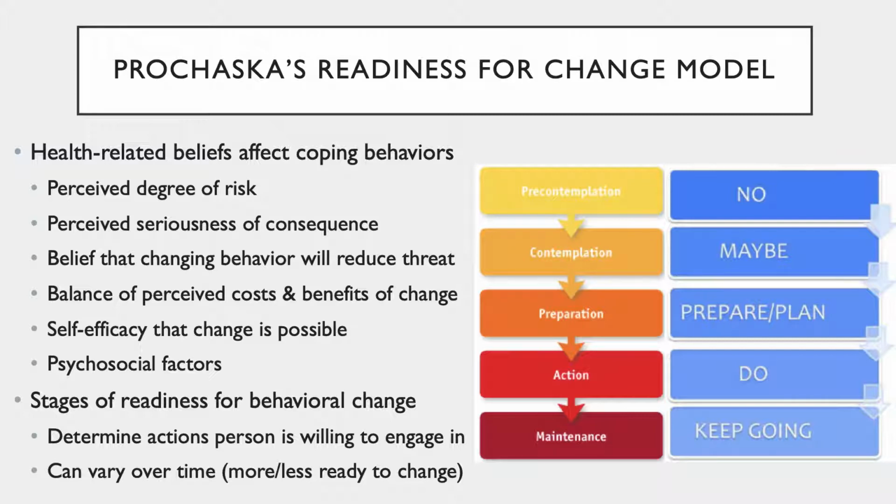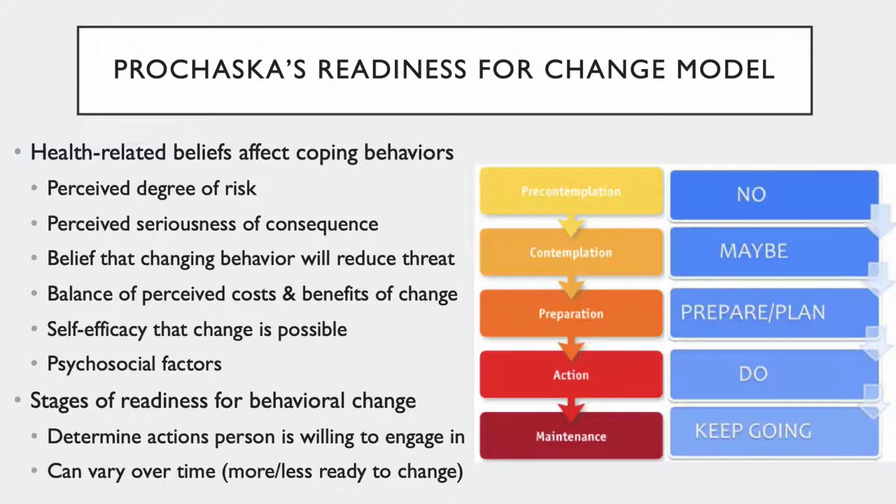I'll talk about Prochaska's model in just a bit, but first I want to discuss the idea that health-related beliefs directly and indirectly affect coping behaviors. That includes how our perceived degree of risk affects our choice in coping, the perceived seriousness of the consequence of the stressor in terms of how willing we are to engage in a coping response or in some kind of change, the belief that changing the behavior will actually reduce the threat. If we don't believe it's going to matter, we're unlikely to do it. The balance of perceived costs and benefits of change. Perhaps change would be beneficial in certain ways, but if the cost is perceived as greater, that individual is unlikely to want to make that change.